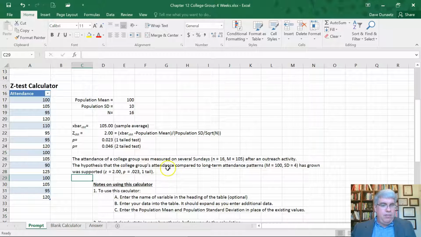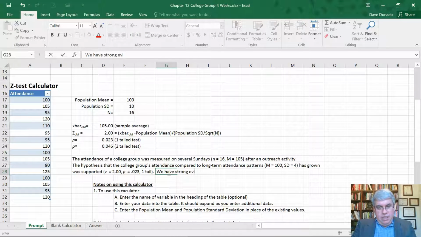So there's only a 2% chance that if the group hadn't grown, that it would have had an average of 105 after 16 Sundays. So we say we have good evidence that the group has grown. So we can even put that in there. We have strong evidence that the group has grown.